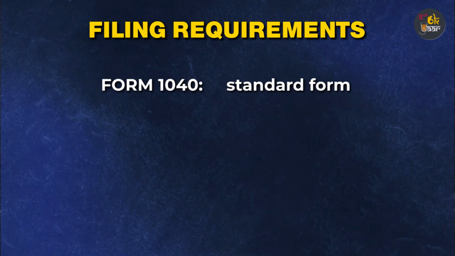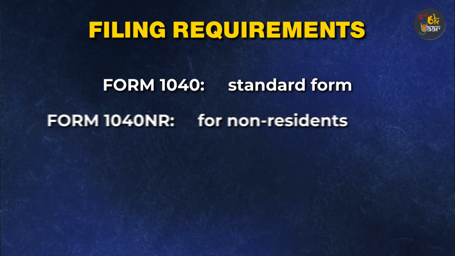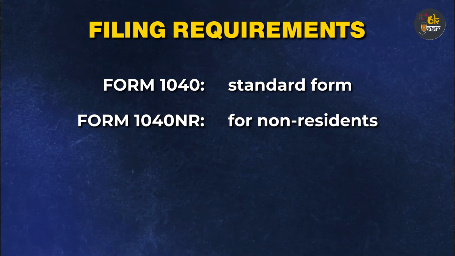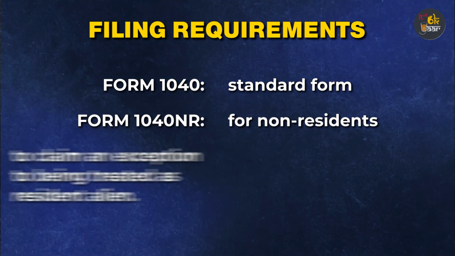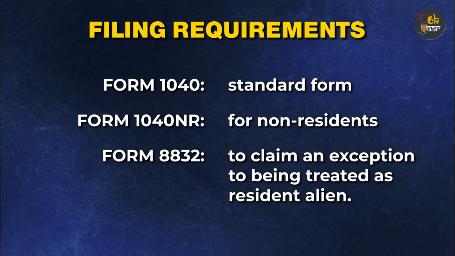Okay, so the filing requirements. The type of tax form you need to file depends upon your income and residency status. Here are some common ones. Form 1040. This is the standard form for resident aliens. Form 1040NR. This is the non-resident alien form. Form 8832. This is used to claim an exception to being treated as a resident alien.